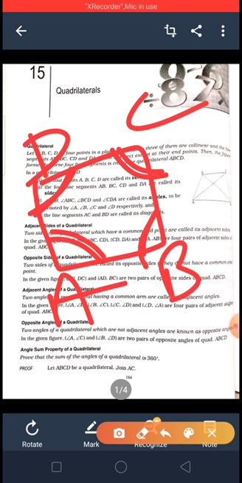And there is a common arm. This is the common arm for angles A and B. BC is the common arm for B and C. CD is the common arm for C and D, and DA is the common arm for angle D. For angle A, the common arm is DA, clear.